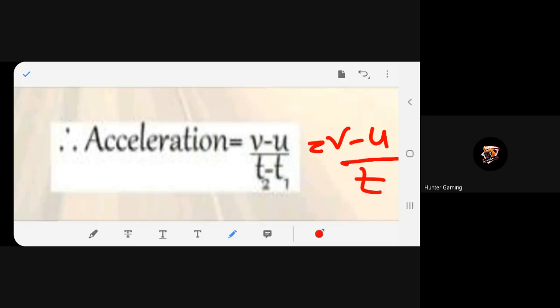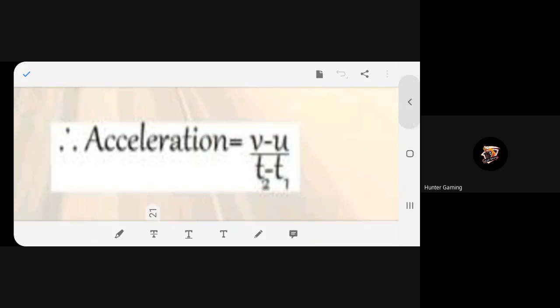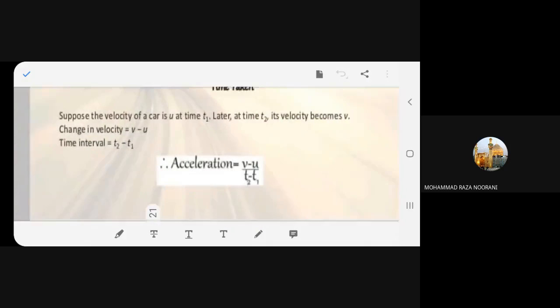Is it clear? So, acceleration is equal to v minus u upon t. This is what we write actually. But when we have been given two times, that is, final time and initial time, then we have to take it as t2 minus t1. Otherwise, only t is okay. Understood?